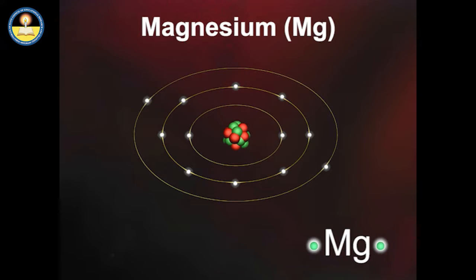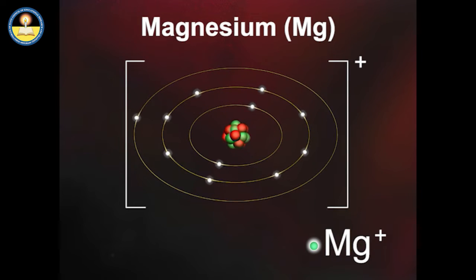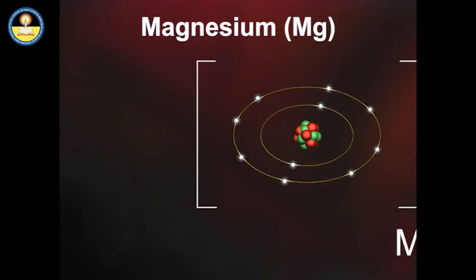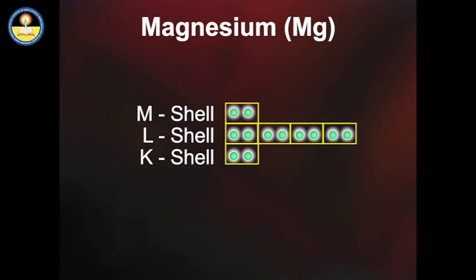Magnesium, like all other alkaline earth metals, has 2 electrons in the outermost shell. Thus, to achieve a noble gas configuration, that is 8 electrons in the outermost shell, it must lose 2 electrons to form a bipositive ion, Mg2+ ions. It can be represented according to Lewis's dot formula as shown on screen.